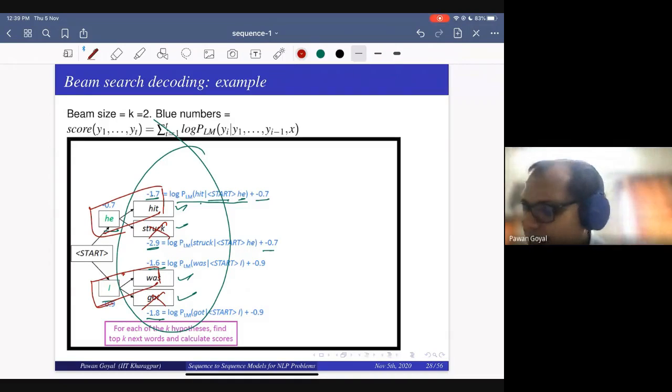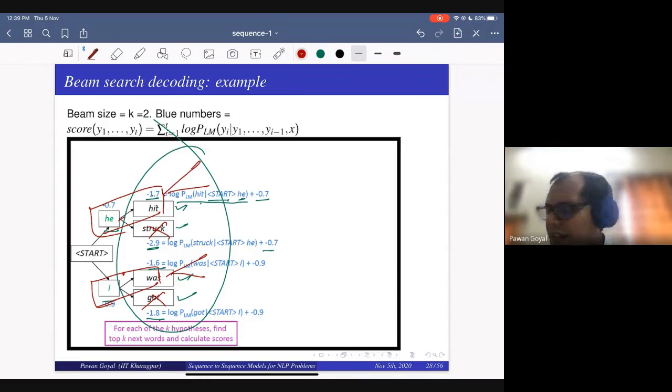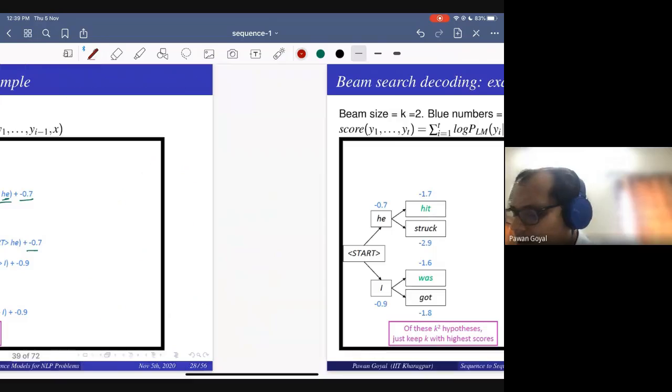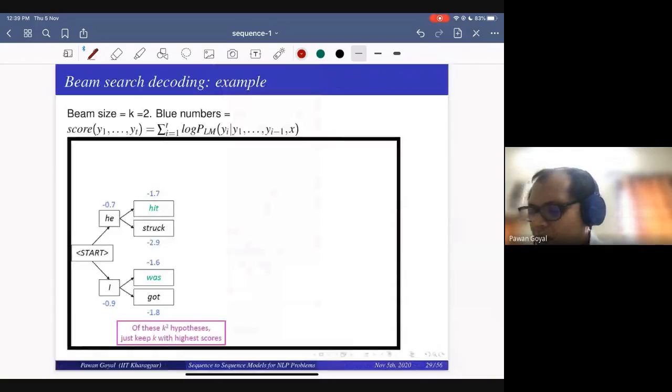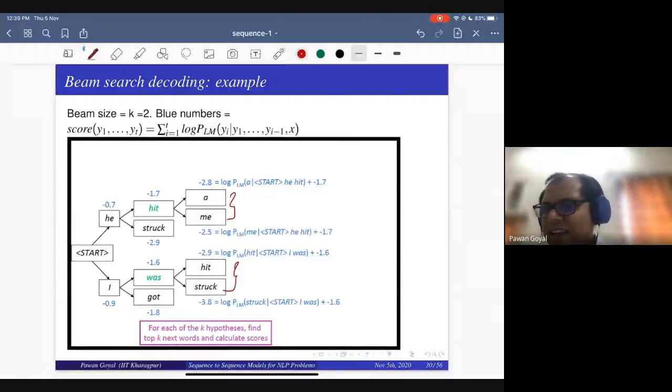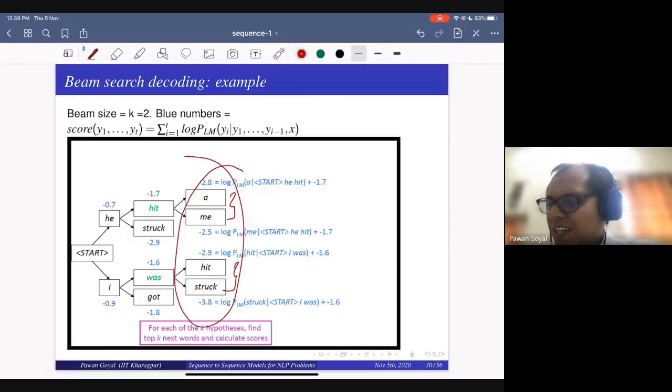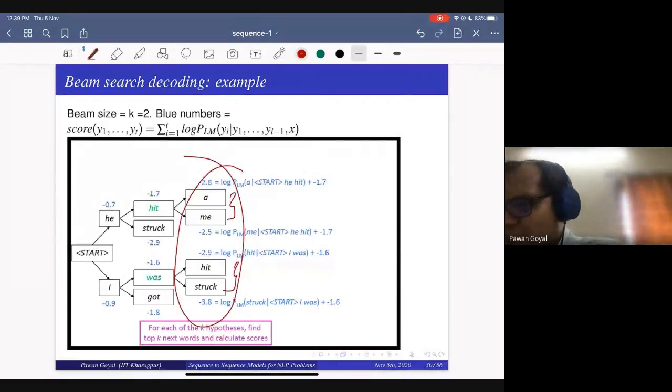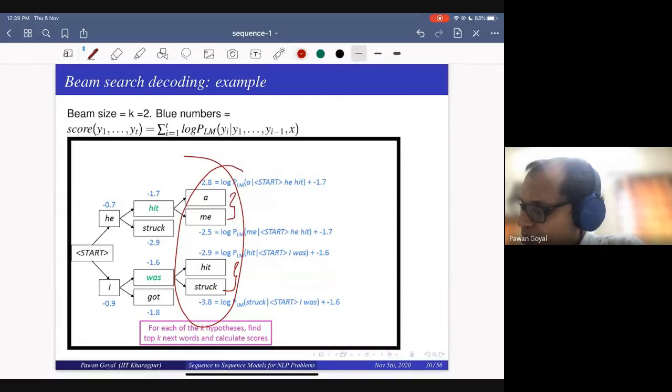Now for this path, he hit, I again pass it through, and I watch, I again pass it through, and I keep on doing that. Suppose this gives me these 2. So it will not explode now. It will always be 4 possibilities, and you have to choose the top 2. So you always do this: 4 possibilities, choose top 2. So again you choose the top 2, which will be minus 2.5 and minus 2.8.